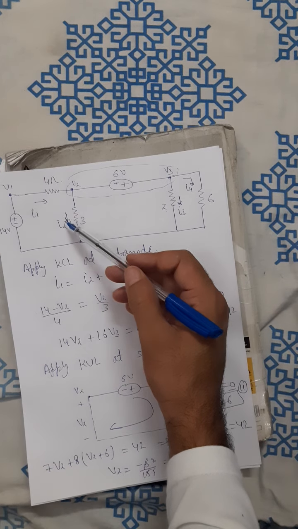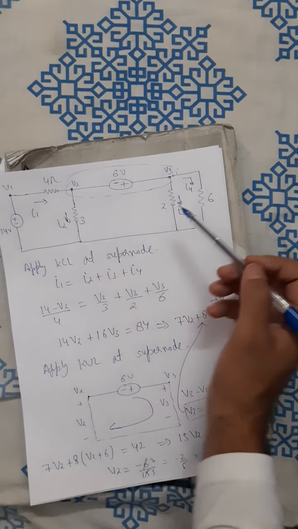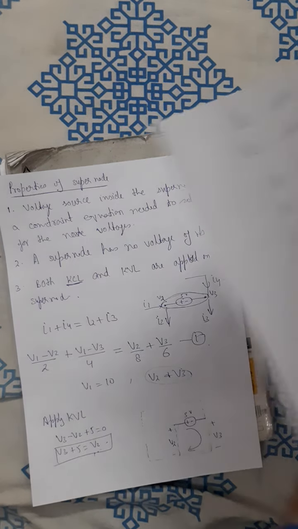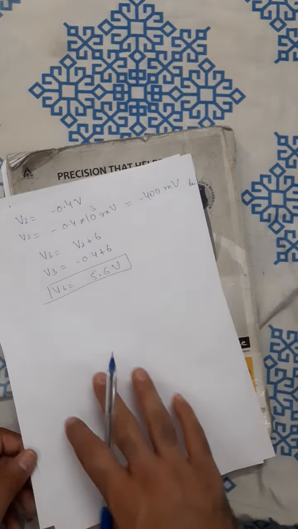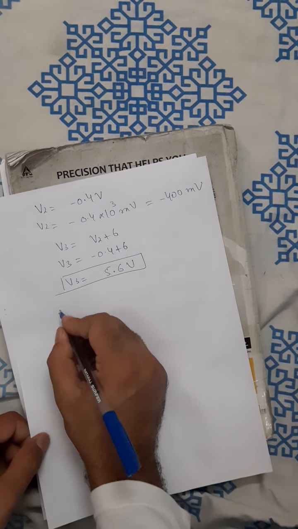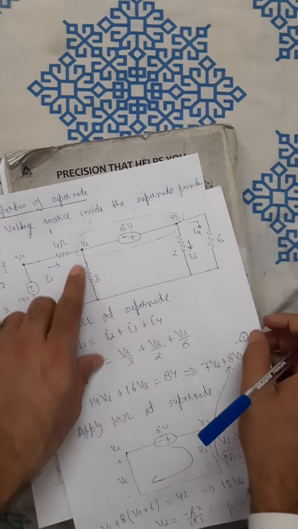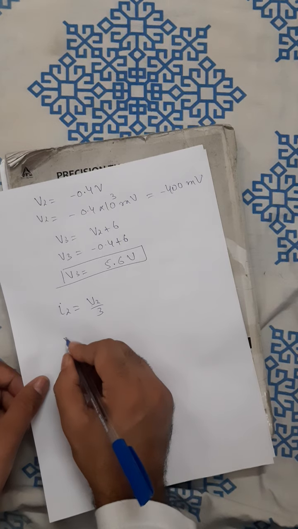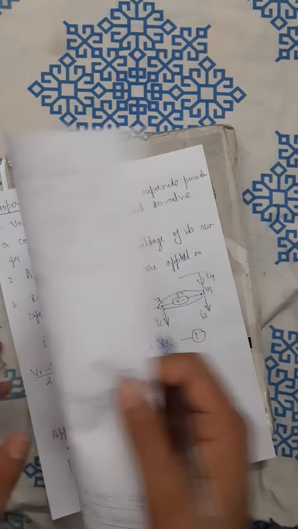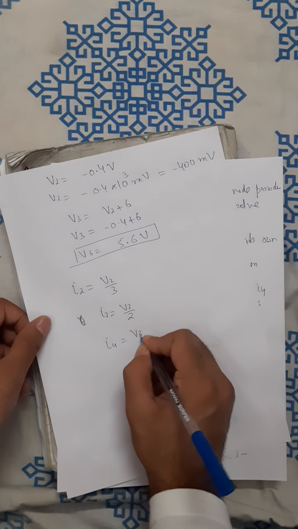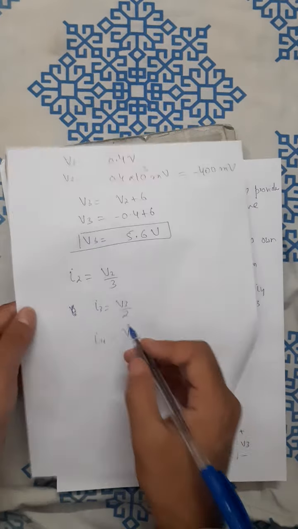Can you calculate i2? i2 is nothing but v2 by 3. Can you calculate i3? i3 is nothing but v3 by 2. Can you calculate i4? You can easily calculate. Like, I will say calculate i2. i2 is nothing but v2 by 3. Calculate i3. i3 is nothing but v3 by 2. And calculate i4. i4 is again v3 by 6.